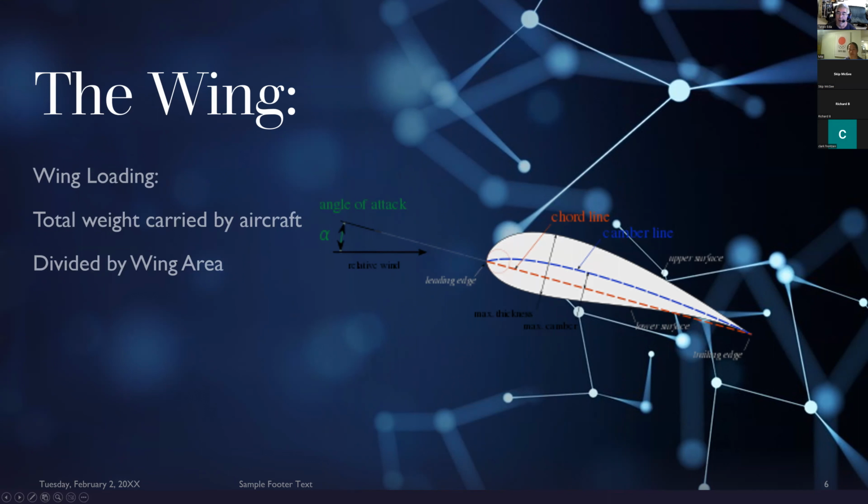Okay. Going on to defining terms, we'll do wing loading. So what is wing loading? Wing loading is the total weight carried by the aircraft divided by the wing area, right? So for example, if you're flying a Falcon 170 and your hook-in weight is 200 pounds, then you'll take the wing area, 170, divided by 200 pounds. That gives you your wing loading.